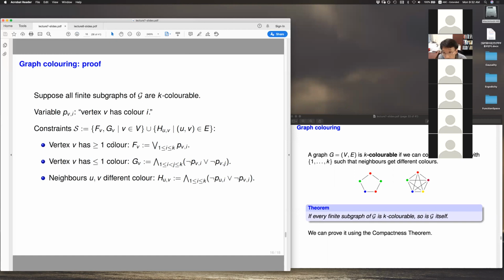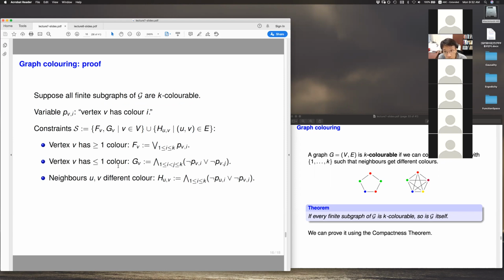So we will introduce 3 types of formulas: F_v, G_v, and H_{u,v}. For F_v and G_v, we have one F_v and G_v per vertex v, so there are infinitely many F_v and G_v. And we will have H_{u,v} for every edge in the graph. Intuitively, what F_v says is that vertex v has at least one color. F_v is defined by a disjunction over k possibilities, and it says that there exists at least one i for which P_{v,i} is true. So this expresses that vertex v has at least one color.